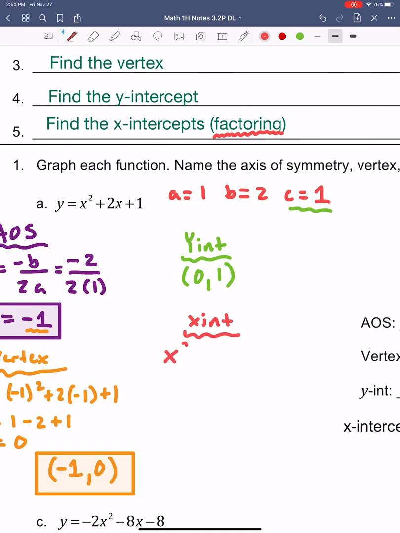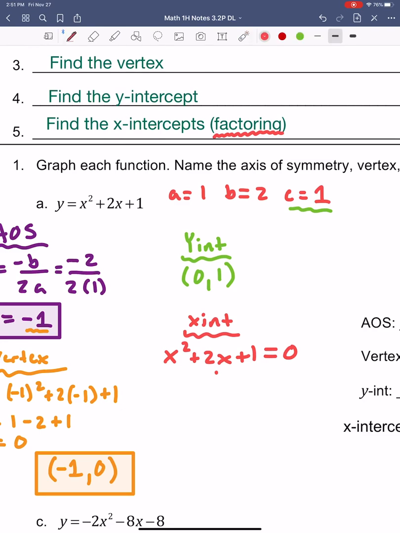So I'm going to take x squared plus 2x plus 1. I'm going to set it equal to 0. We'll always do that because we know that the y value at my x-intercepts has to be 0, because it hasn't gone up or down. It's just on the x-axis.